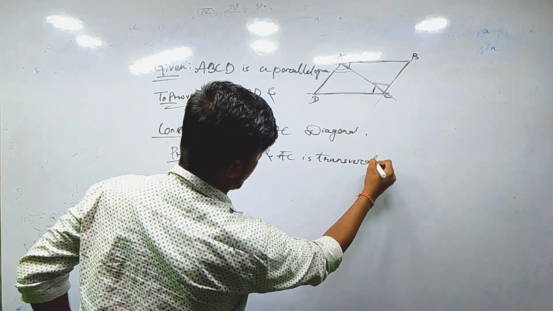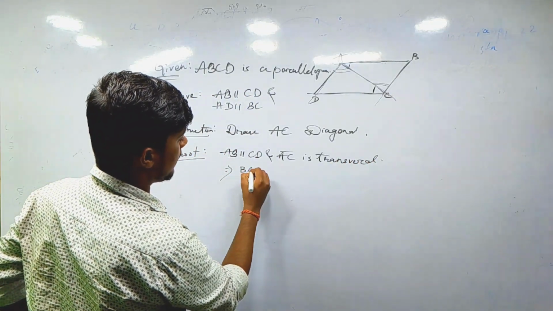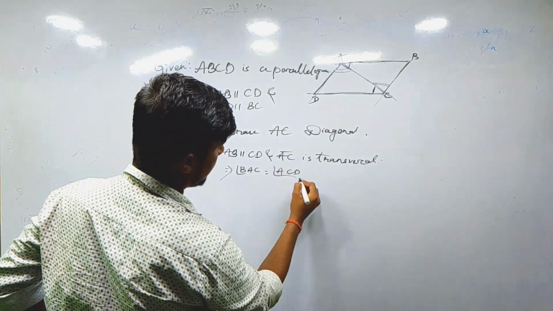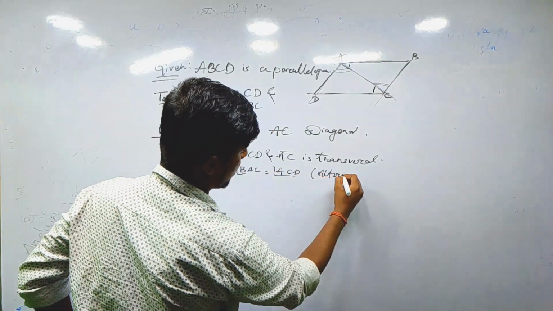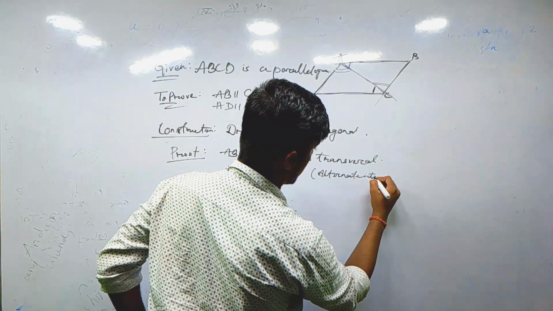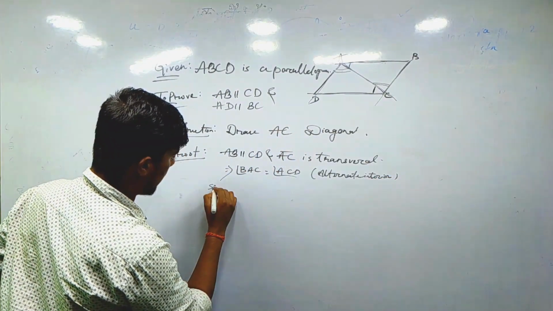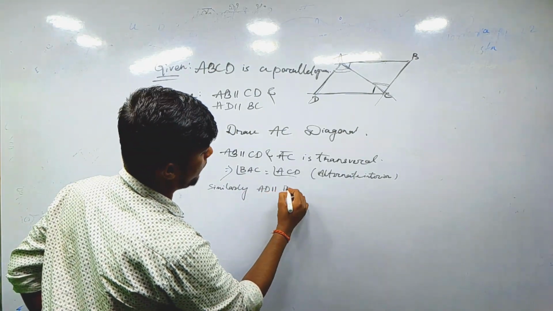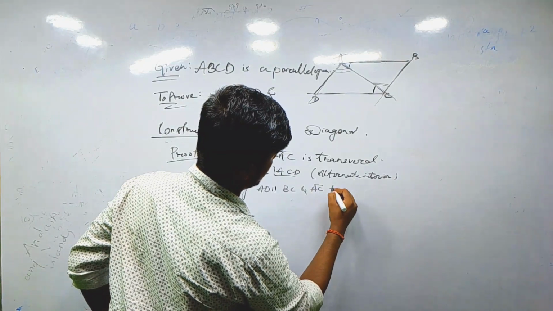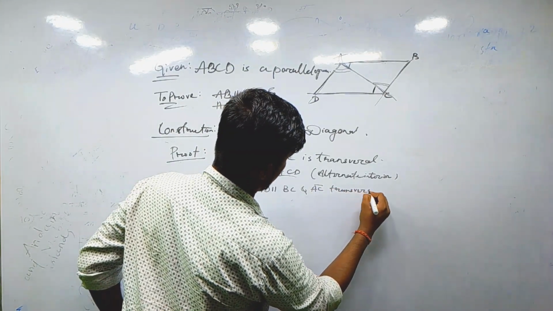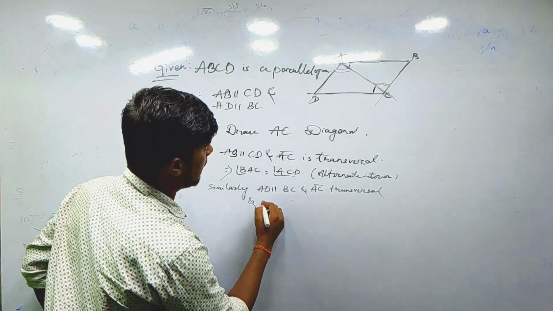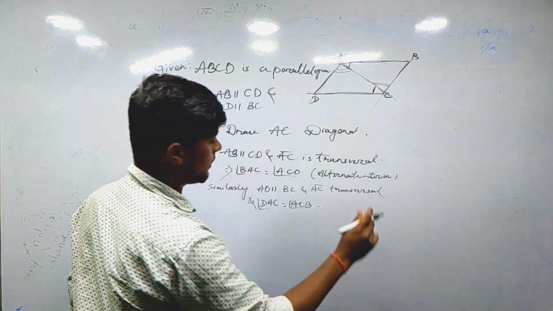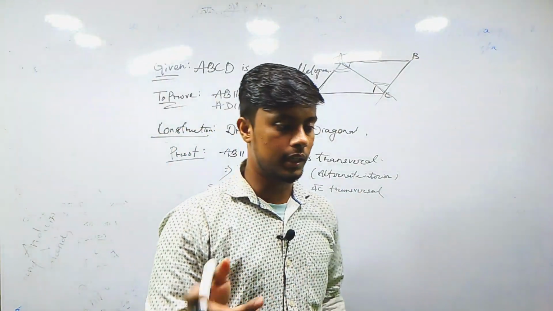AC is a transversal. That implies angle BAC equals angle ACD due to alternate interior angles. Similarly, we can write AD parallel to BC and AC as a transversal, and BAC equals ACB due to what? Alternate interior angles.